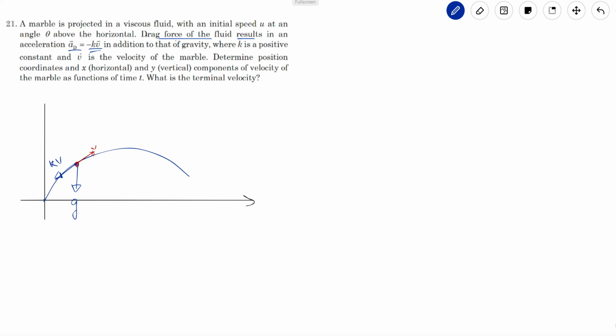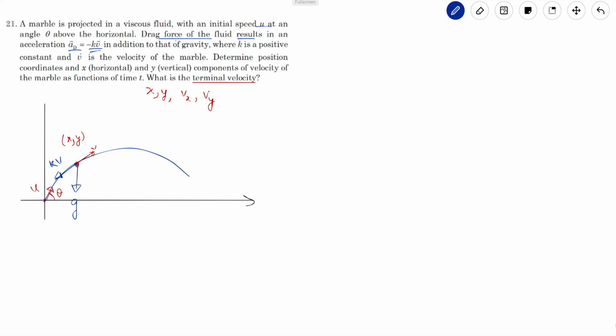This is the situation, and the initial speed is given to be u, and the angle is theta here. Now we have to find the position coordinates x comma y. So at this point P, we have the position coordinates x, y, as well as the horizontal and vertical components of velocity of the marble as a function of time. So we need to find x, y, vx, vy, and also the terminal velocity. So 5 things we need to find.